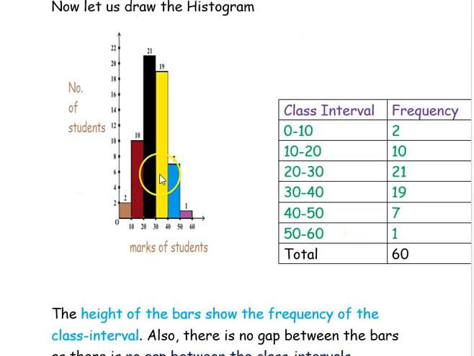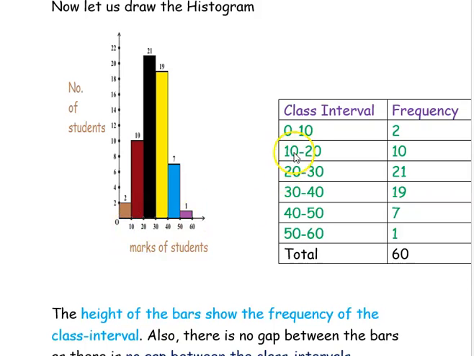Now, let us draw the histogram from the given table. If you draw a graph, you will have an x-axis and y-axis. On the x-axis, we have taken the class interval, which varies from 0 to 60 with a class width of 10. So we are taking 0, 10, 20, 30, 40, 50 and 60. It represents the marks of the students. On the y-axis, we represent the frequency, that is the number of students. We are taking 1 unit as 2 students. So, 2, 4, 6, 8, 10, 12, 14, 16, 18, 20, 22, because we have a maximum of 21. I am writing up to 22. It represents the number of students, and 1 unit represents 2 students.